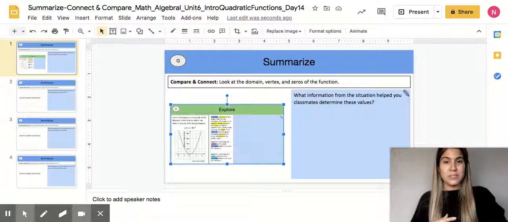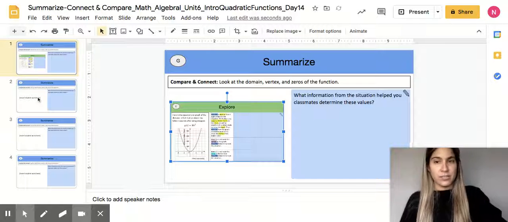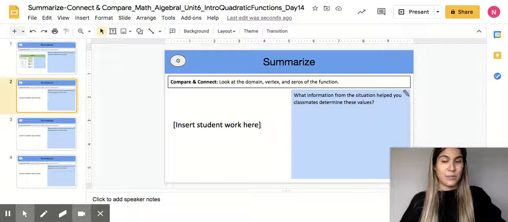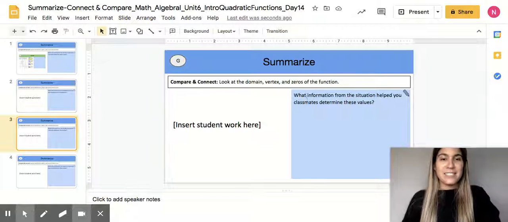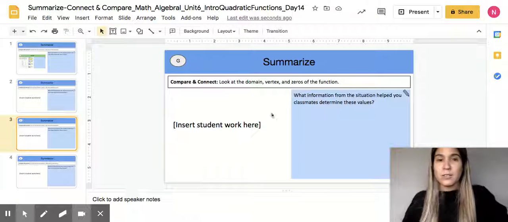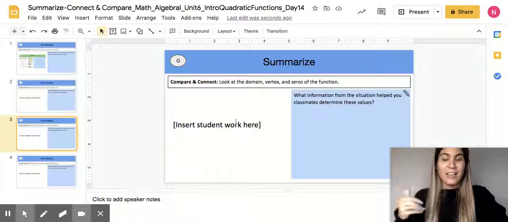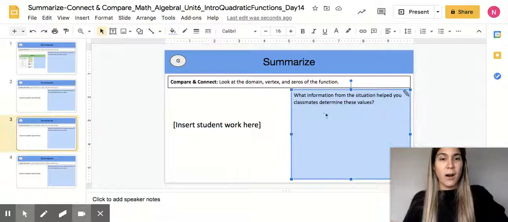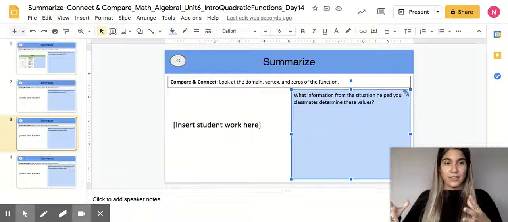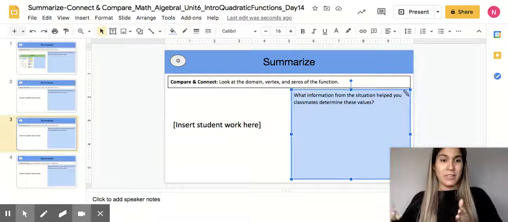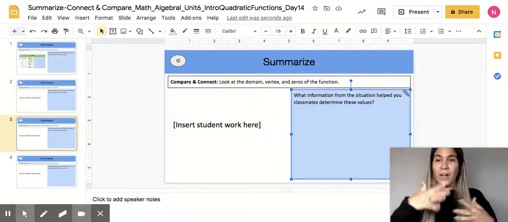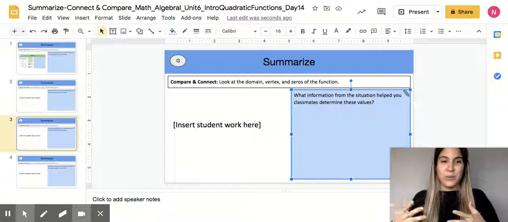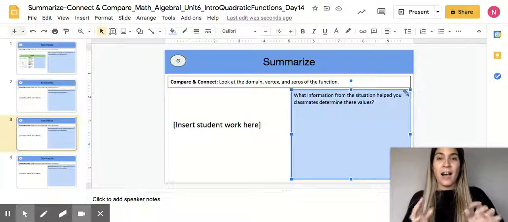Now, after I insert my image here, I'm going to go ahead and look at the other slides. The other slides will have your classmates' work in it, and they will be putting their best work just like you did. Here on this slide, it says, what information from the situation helped your classmates determine these values? So you're going to look at the situation that your classmate shows, and you're going to analyze their work, and you're going to comment right down here what values made your classmate choose that situation and represent it in that manner. In that way, you can all see how you all answered this question, and hopefully this will help you understand this topic more. I hope this has been clear.